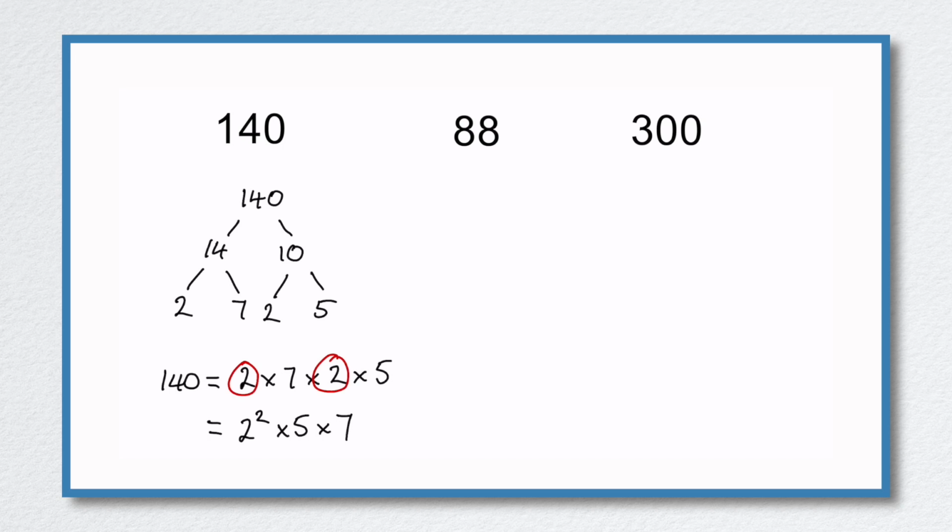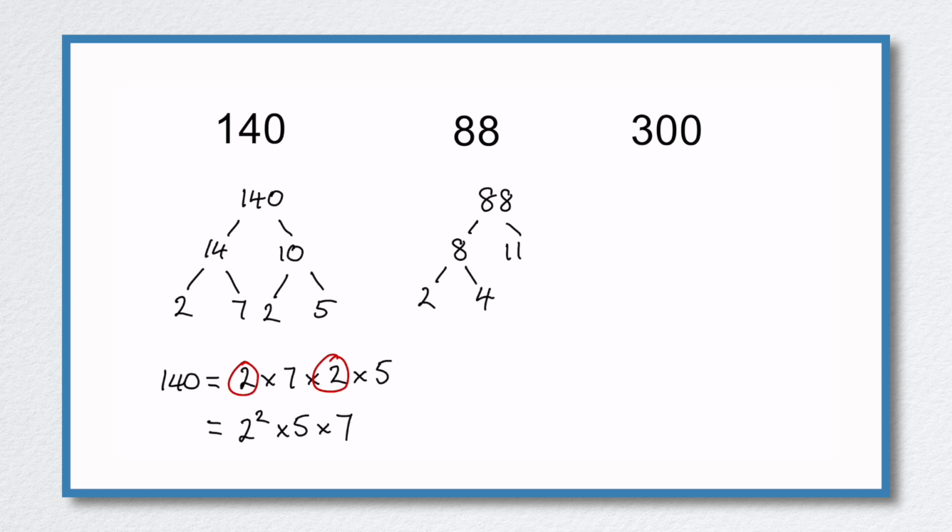Let's do the number 88. 88, I know, is 8 multiplied by 11. 8 and 11 are factors of 88. I also happen to know that 11 is a prime factor, because 11 is a prime number. So I now need to focus on 8. Well, 8 is 2 multiplied by 4.